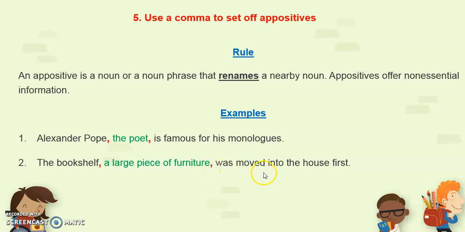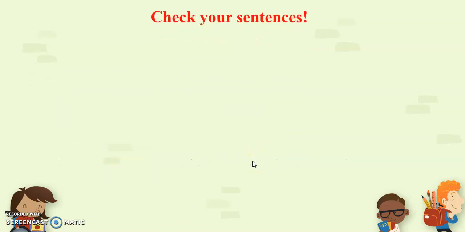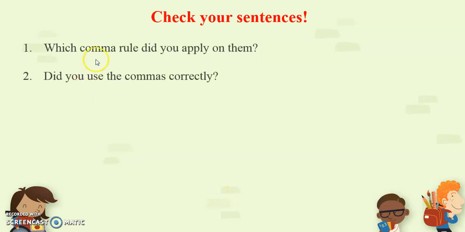Please pause the video and read this rule very well. Now, it's time for you to check the sentences that you wrote at the very beginning of this video. Remember? Please get them out and tell me, which comma rule did you apply to them? Did you use the commas correctly? Please share your old sentences with me and how you edited them after the video, also with different colors on your paper. For example, if you wrote the old sentences with a pencil, edit them with the red pen or the blue pen.